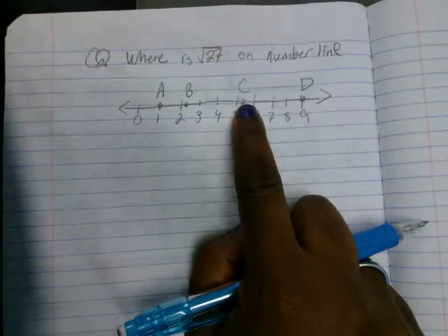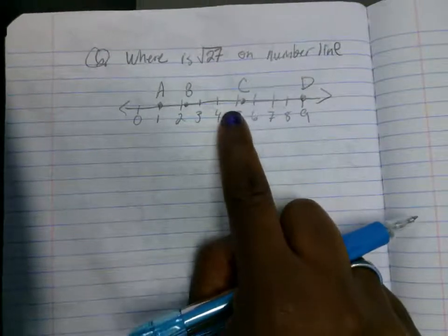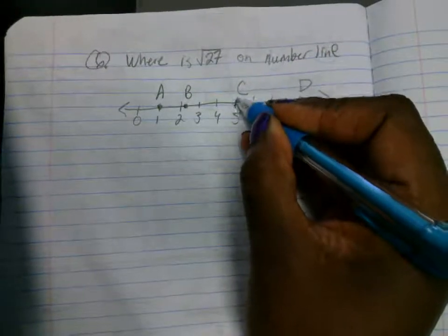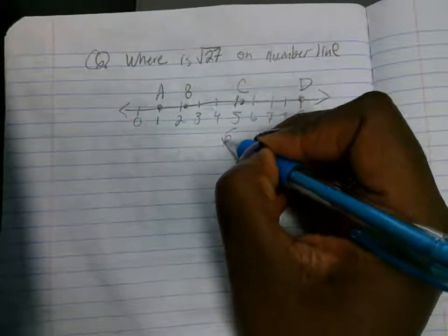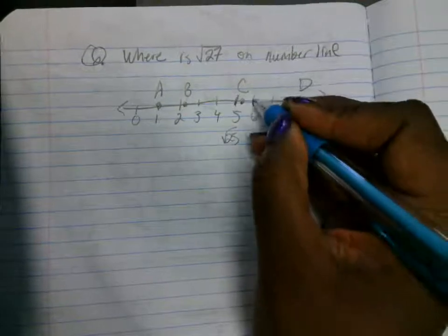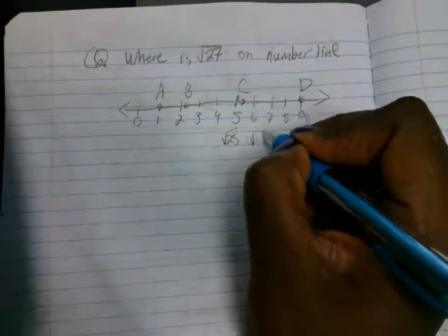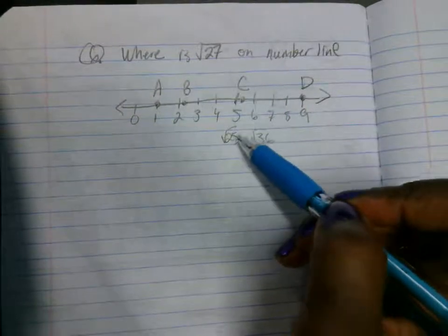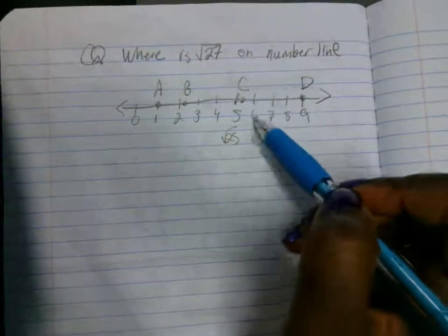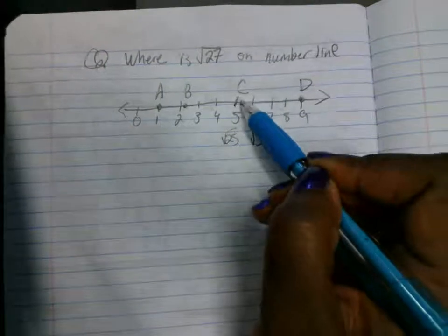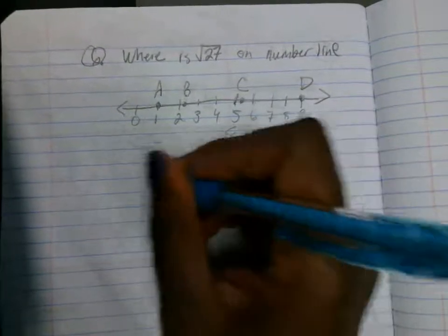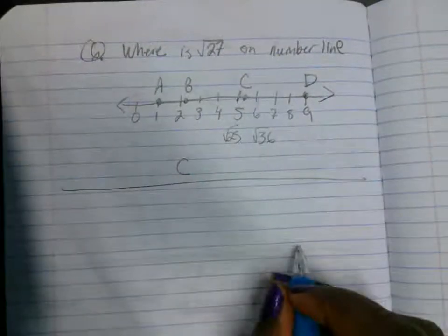The answer is C. It is right here. It's between 6 and 7. Remember, the perfect square here is 25, the square root of 25. 5 times 5 is 25. And the perfect square for 6 is 36. Do you see how 27 is in between these two perfect squares? So your answer here is going to be C. C is the correct answer. Perfect. Okay.